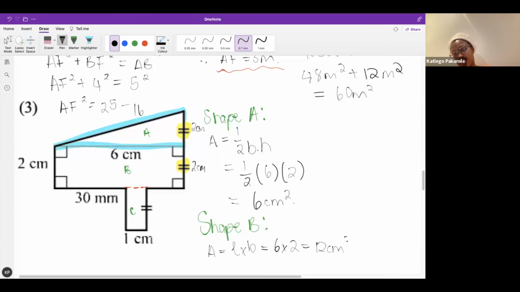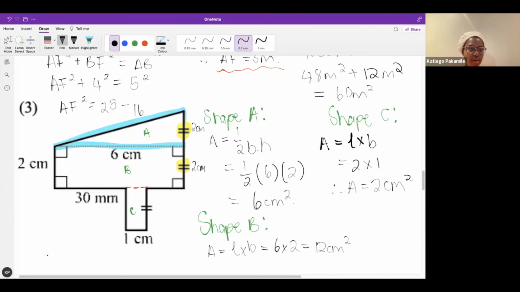Which is 12 centimeters squared. Nice. Okay, shape C. Shape C is 2 times 1. Let me first say length times breadth, which is 2 times 1. Therefore it's 2 centimeters squared. Now the total area. I think we have everything, right? So it's 12 centimeters squared plus 2 centimeters squared plus 6 equals 20 centimeters squared.